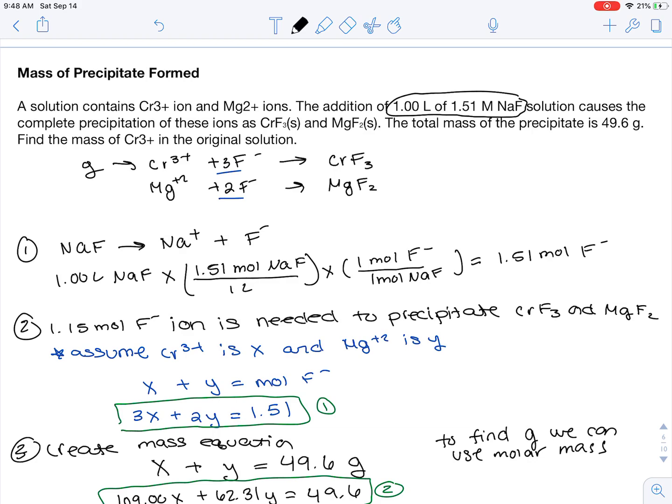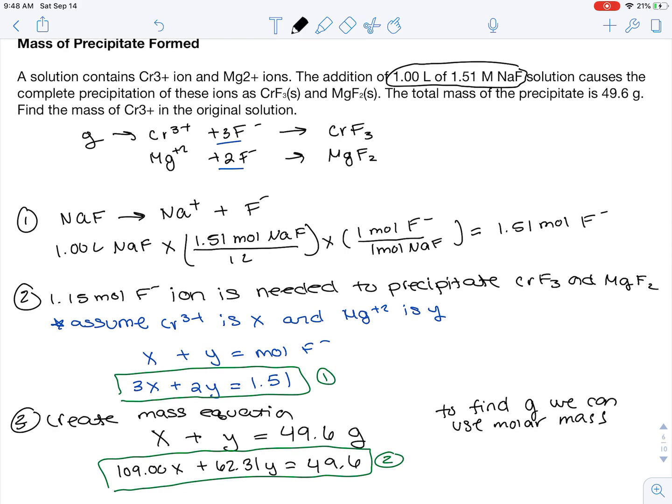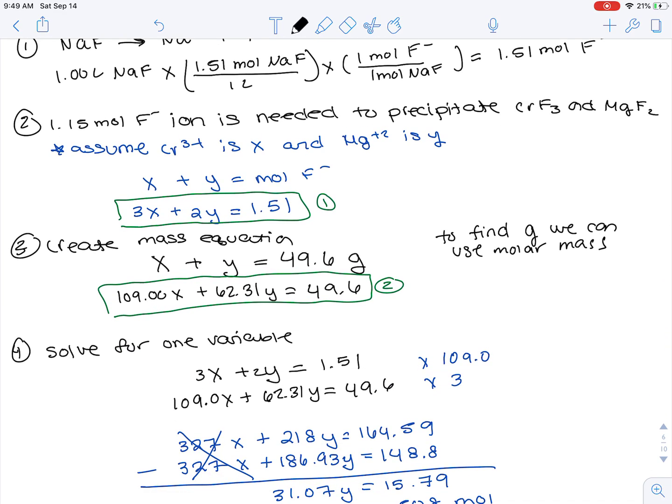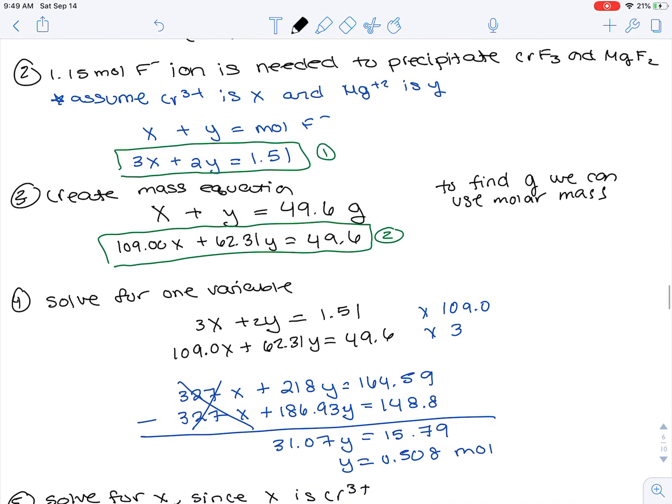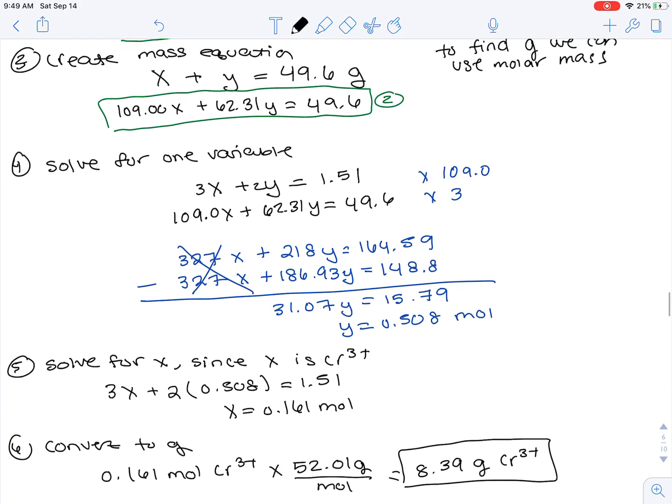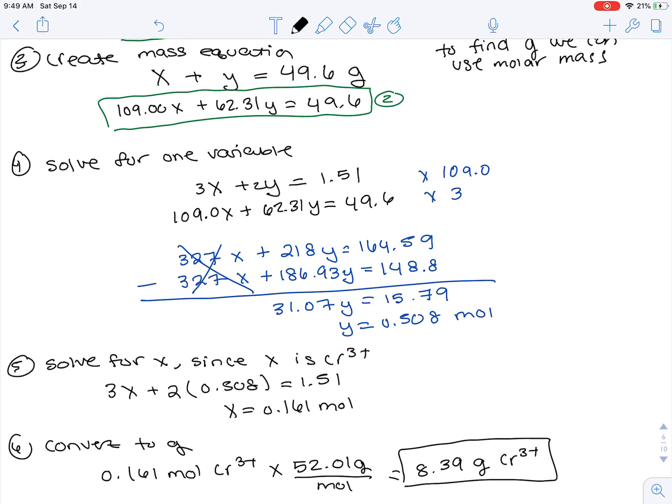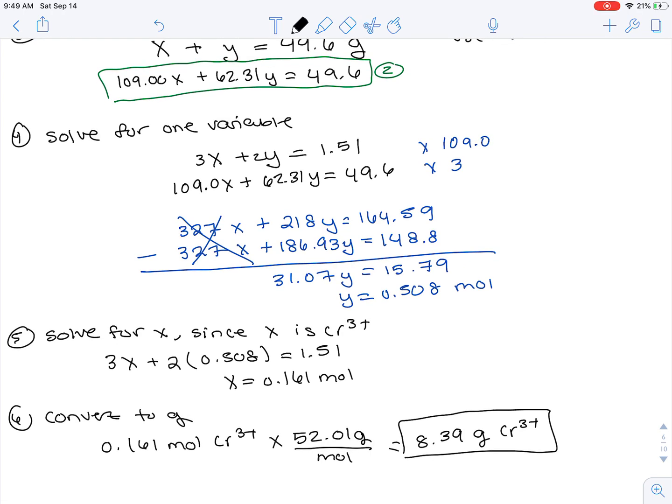Then also knowing that this mass of chromium 3 fluoride and magnesium fluoride made 49.6, we created another equation using the molar mass of the compounds. Then just using algebra, two equations, two unknowns, we solved for one variable by itself and plugged it back in. It doesn't matter which variable you solve for. And then knowing that you have to go back to x because I assigned chromium as x, then back to grams using the molar mass.